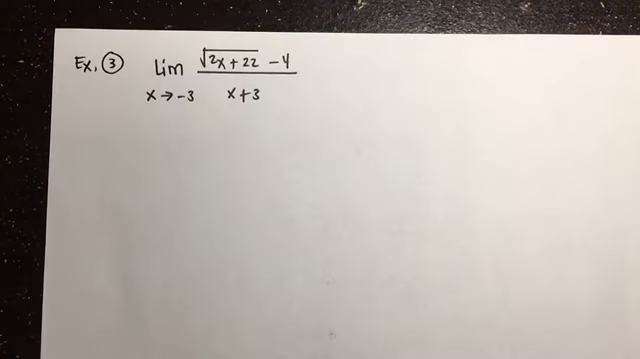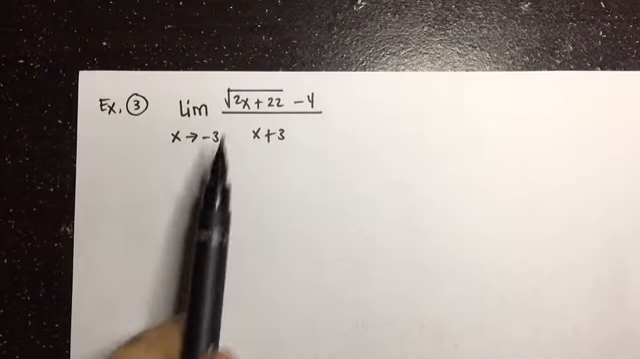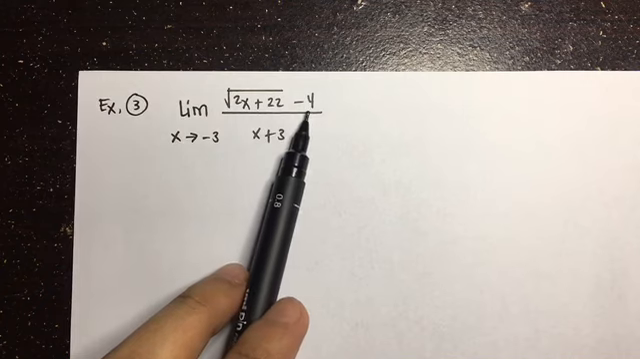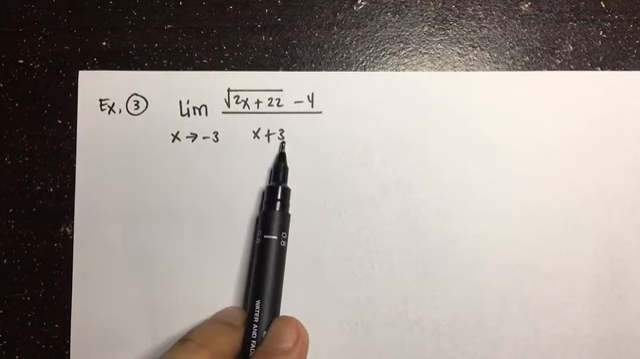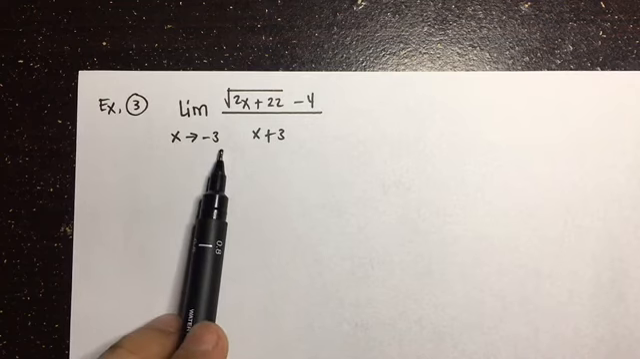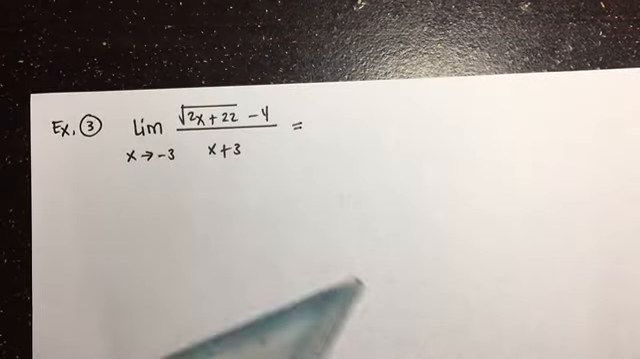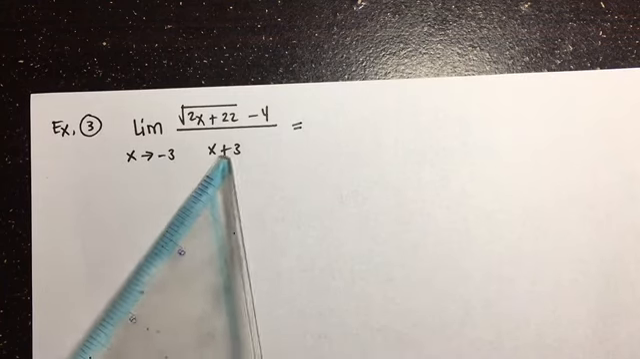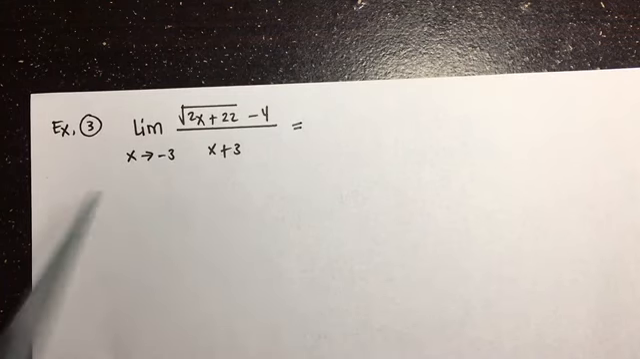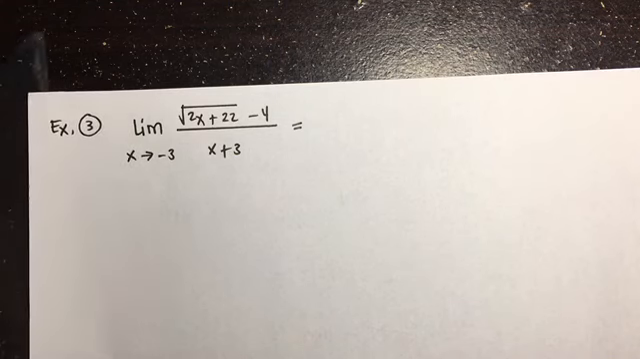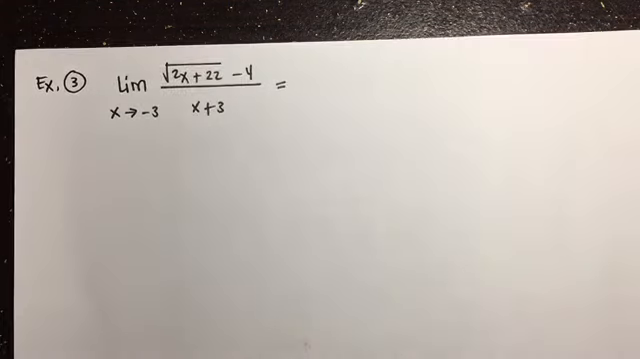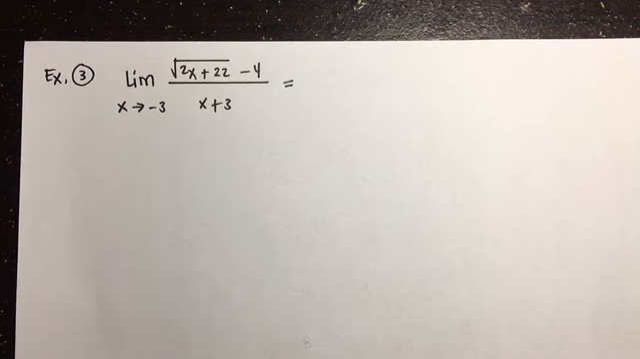Okay, so let's have this one. The limit of the square root of 2x plus 22 minus 4 over x plus 3 as x approaches negative 3. Let's try substituting directly the value of negative 3, but as we can see, the denominator will become 0, making the value of this function indeterminate. So we can skip that step. We can already see that it's indeterminate, so let's just find a way to make this work.